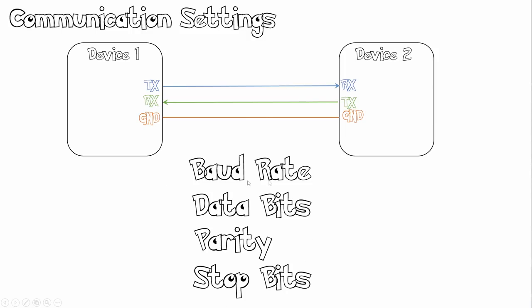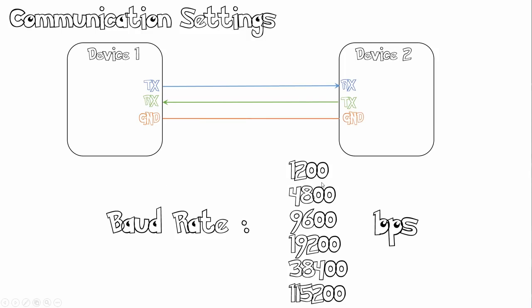So first of all is the baud rate, as we mentioned before. There are some predefined baud rates that you can use, which start at 1200 all the way up to 115,200 bits per second. So as you notice, SPI is significantly faster than UART. However, UART is a little bit more versatile.